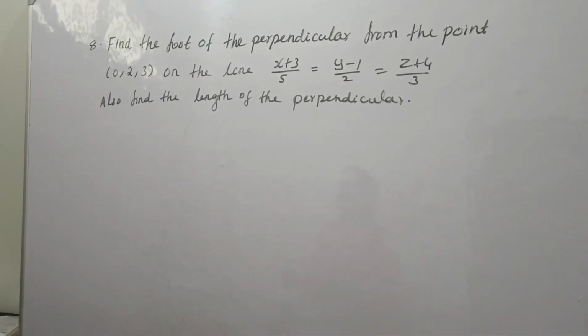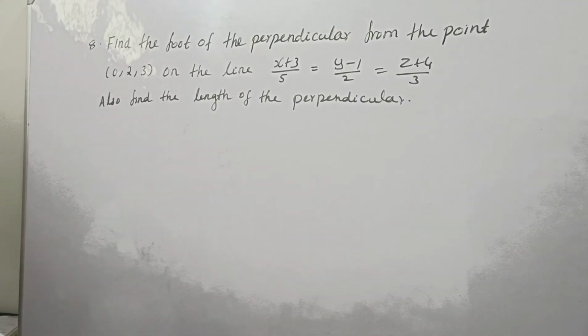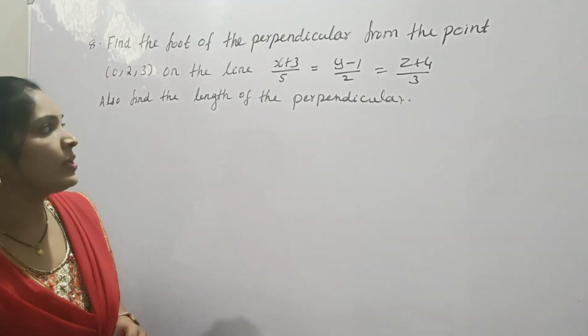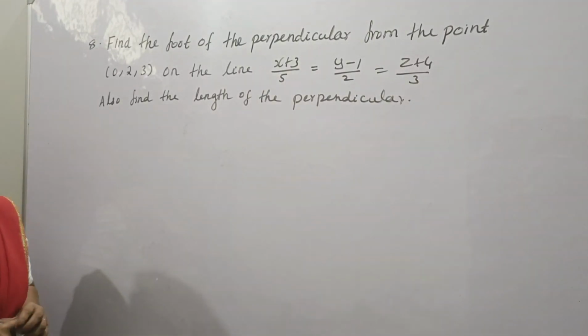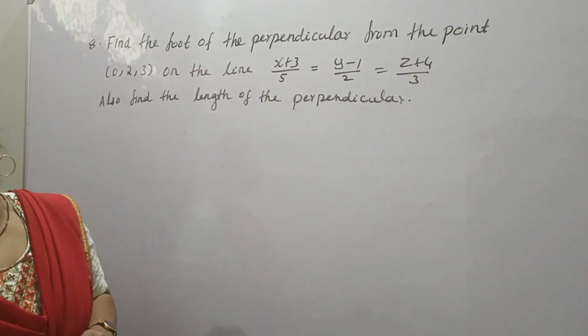Look at the next question. Find the foot of the perpendicular from the point (0, 2, 3) on the line (x + 3)/5 = (y - 1)/2 = (z + 4)/3. Also find the length of the perpendicular.